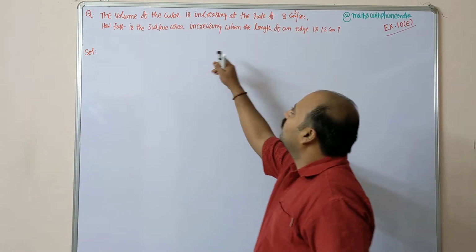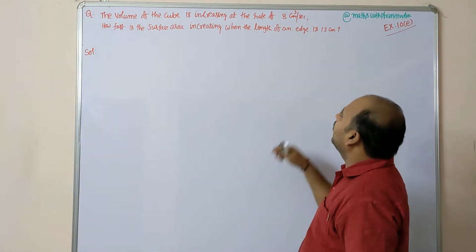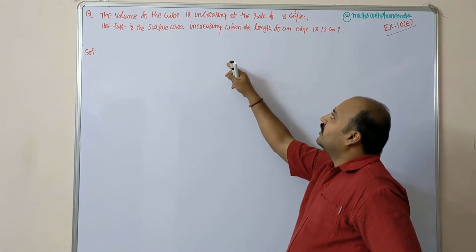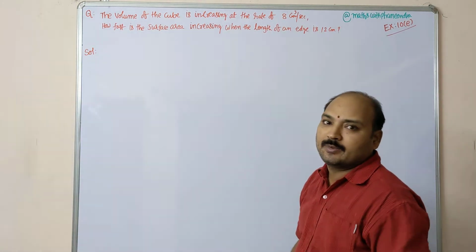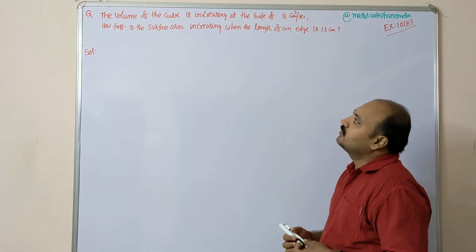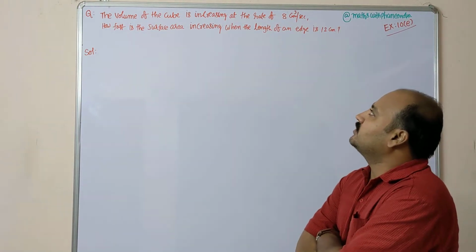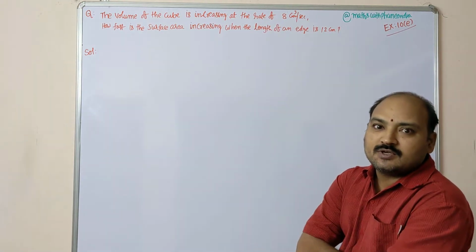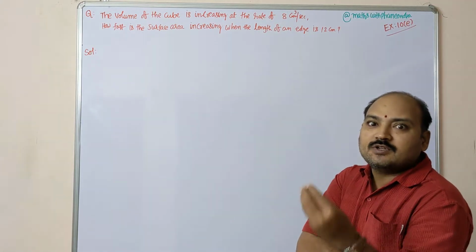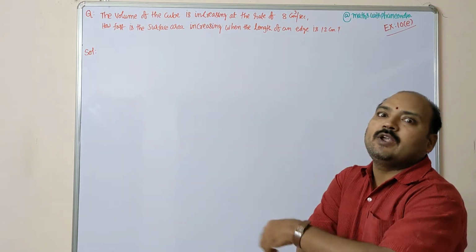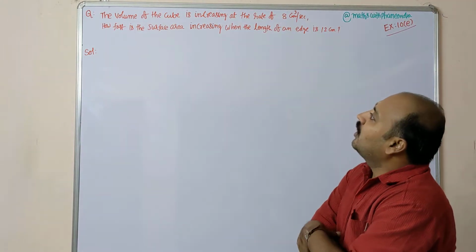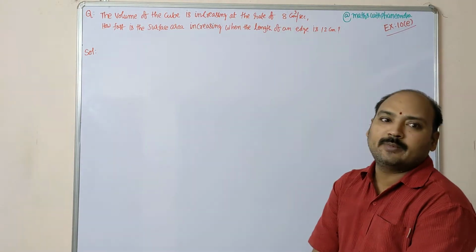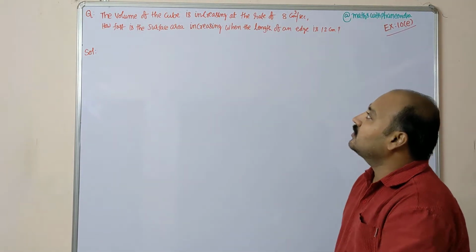The volume of the cube is increasing at the rate of 8 centimeter cube per second. How fast is the surface area increasing when the length of an edge is 12 centimeters? So the rate of change of volume is given. The rate of change of volume is denoted by dV by dt. And how fast is the surface area increasing?